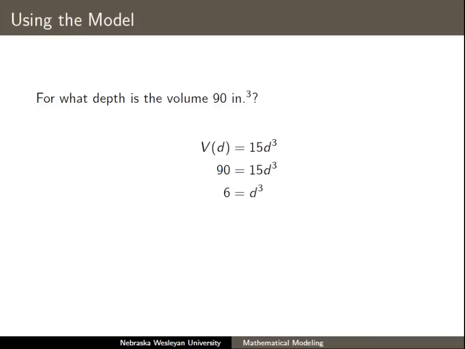I can divide both sides by 15. I could take the cube root of both sides. And if I put that into a calculator, I get about 1.82 inches for the depth. And it means that if I choose the depth to be around 1.82 inches, then I'm going to have a volume of about 90 cubic inches for the box.